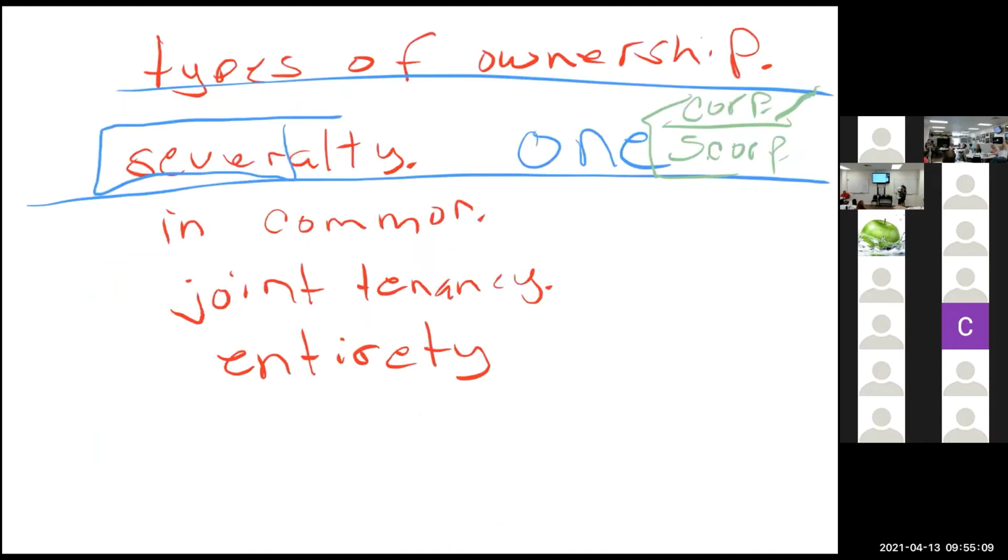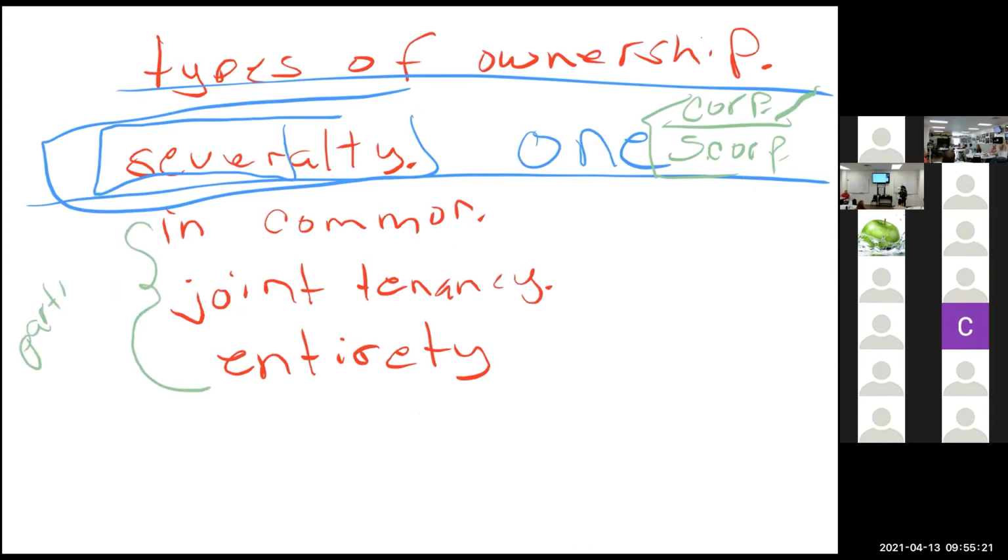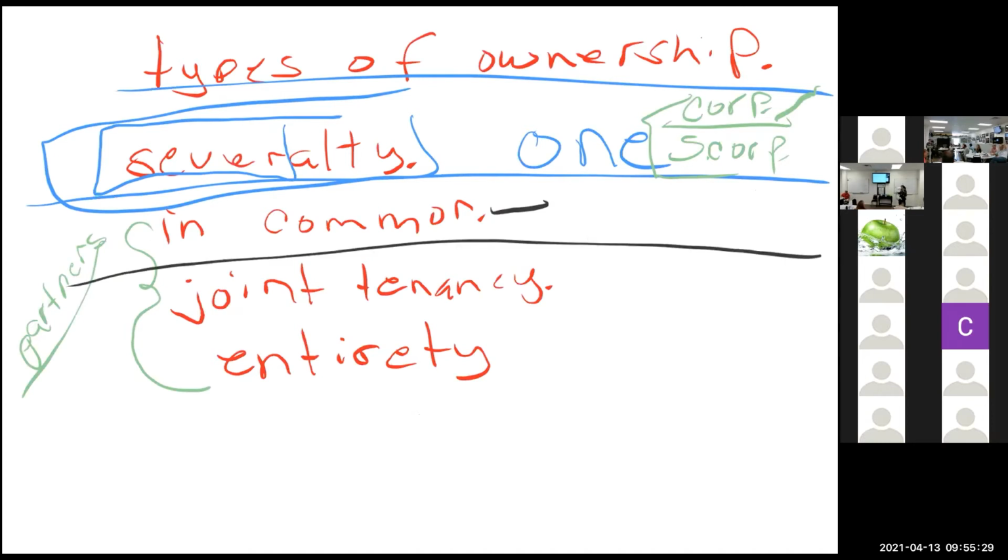Either way, whether it's an S corp or a standard corporation, how do they hold ownership? Severalty. That's right, severalty, and that's your individuals as well. These three are partnerships. Easy to remember, partnerships. So you have tenancy in common. This is the only ownership where you can have unequal interest.